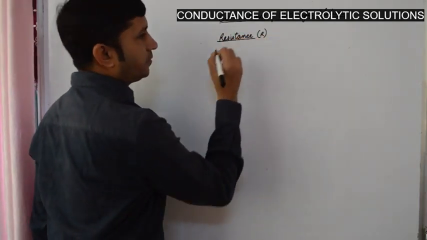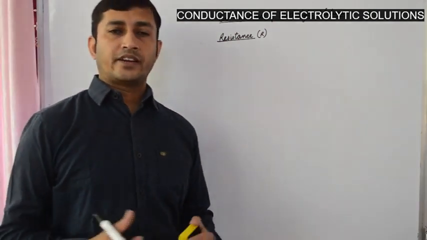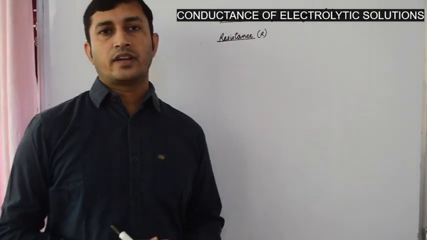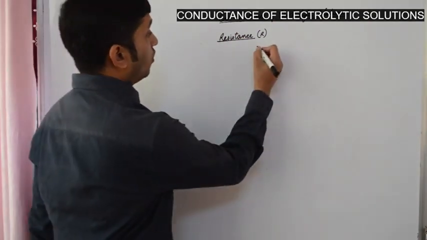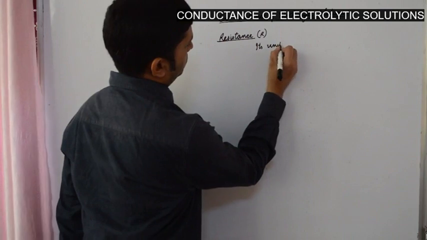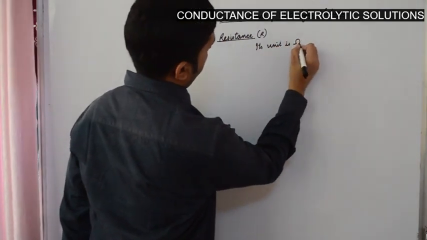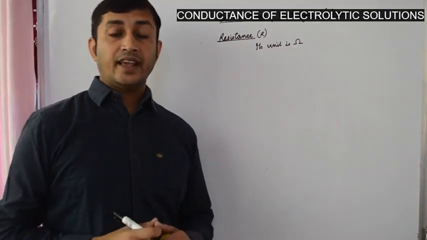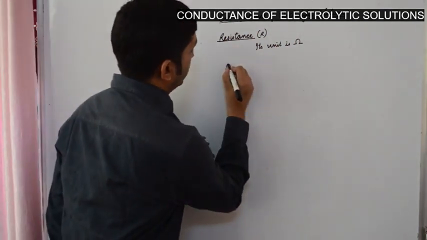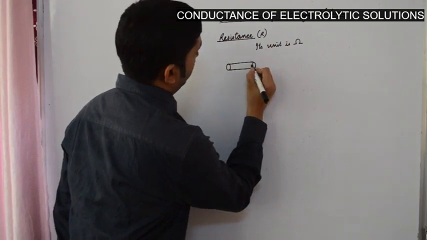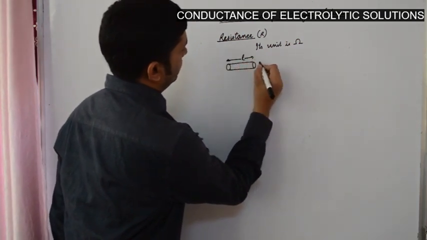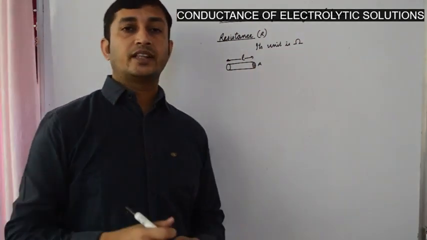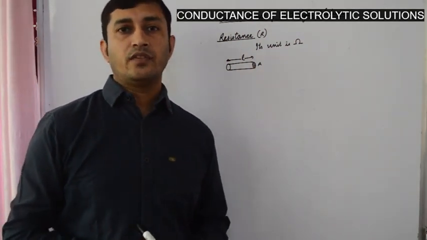It is denoted by R. We all know that resistance of any conductor is the opposition offered by it to the flow of current. Its unit is ohm. Resistance of any conductor of length L and area of cross section A is directly proportional to its length and inversely proportional to area of cross section.